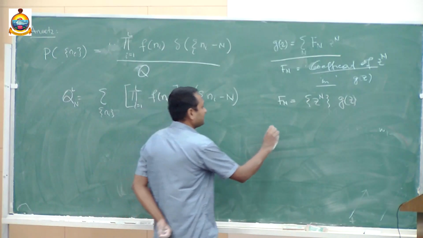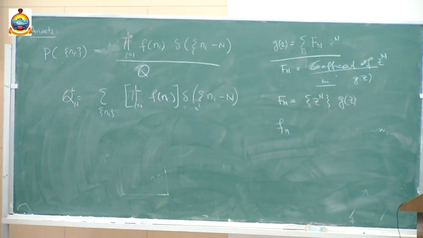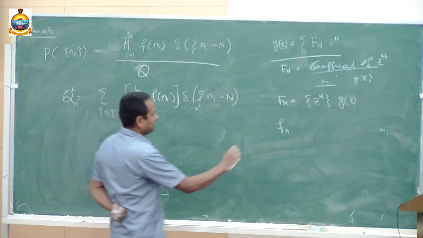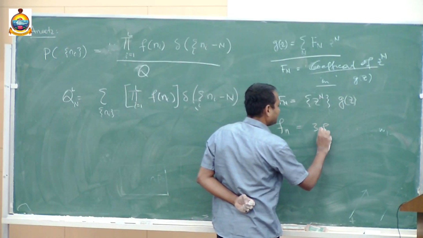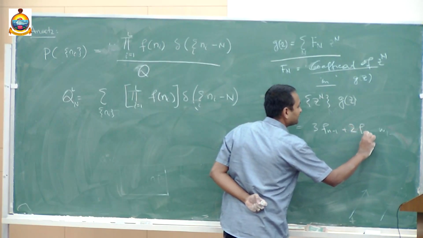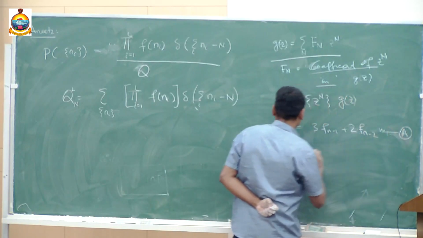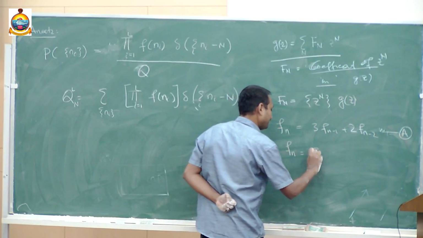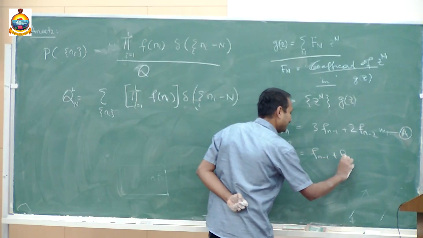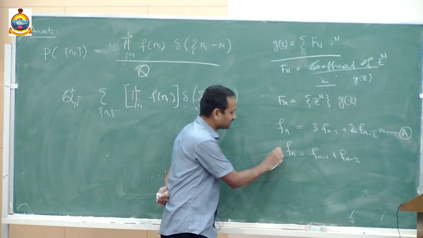So let us say that f of n is a function which satisfies certain relations, let us say given to you. So for example, I can give f of n equal to 3 f of n minus 1 plus 2 f of n minus 2. Okay, and this is one example, example A. Maybe f of n equal to f of n minus 1 plus f of n minus 2. Okay, this is another. Do you know what this equation is?